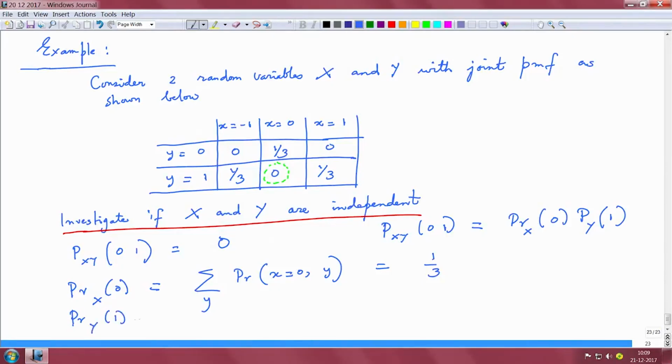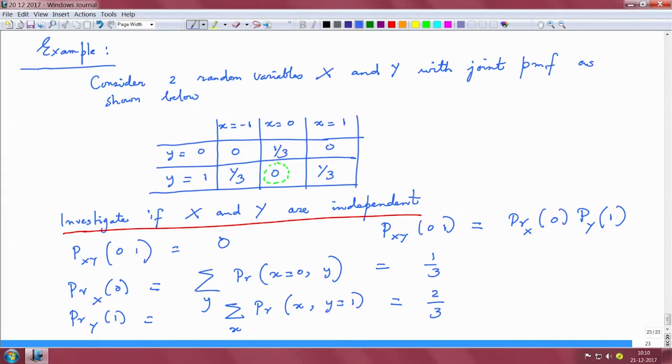that y takes 1 is the summation over all x, that is you marginalize over this row here. So, this is probability that over all x y taking a value 1, and then if you add the entries in this row, that is the second row, you get this quantity as 2/3.